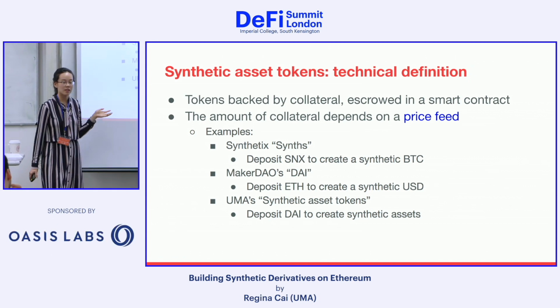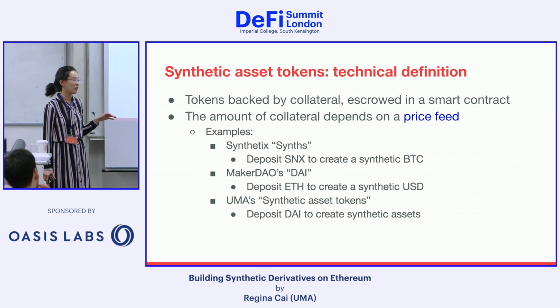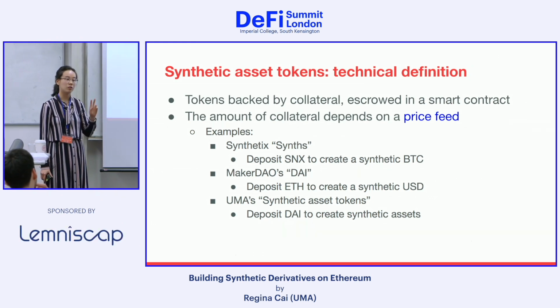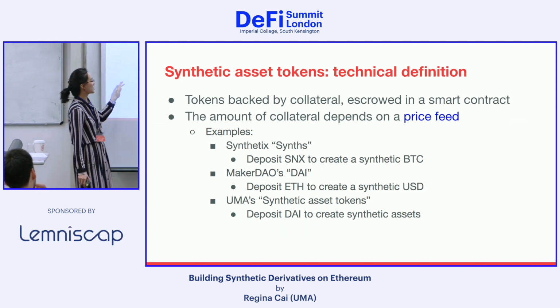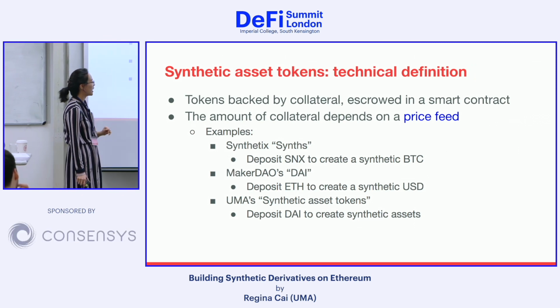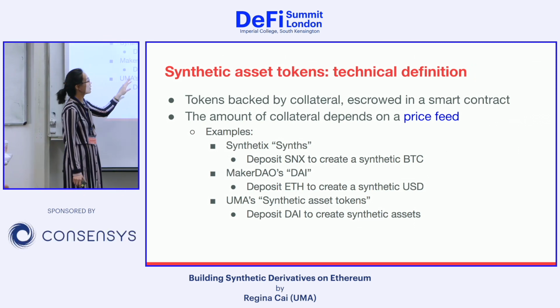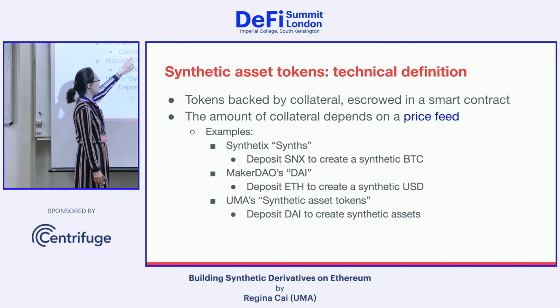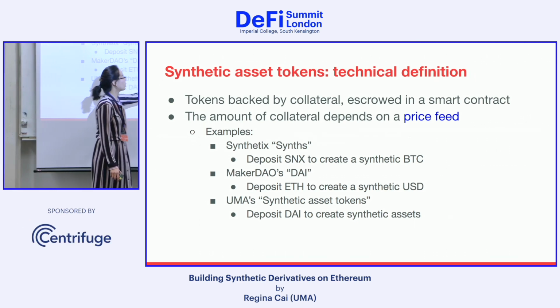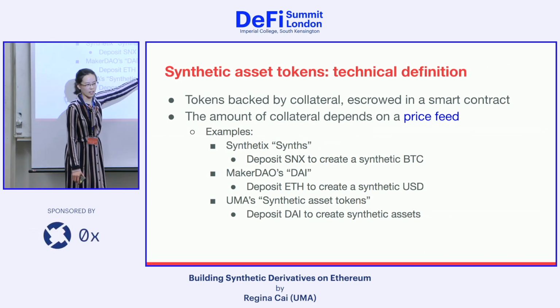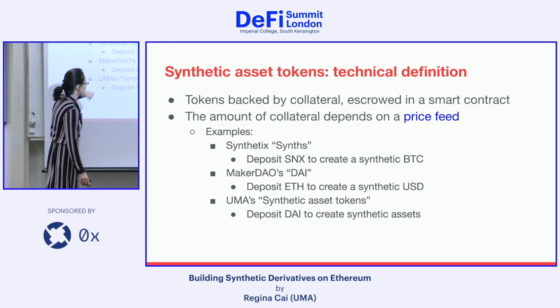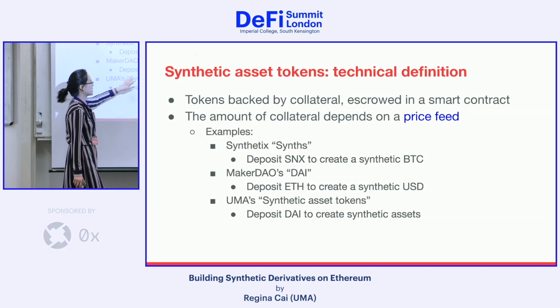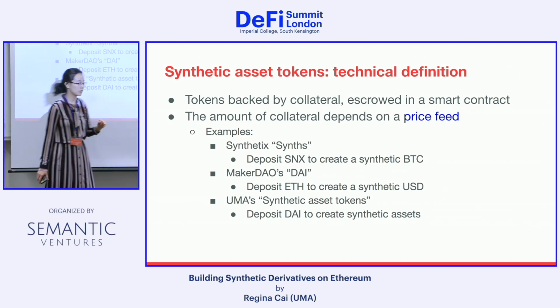In some sense, the synthetic asset tokens that UMA is allowing you to create are not new. Right? You've seen things like Synthetix or MakerDAO's DAI, and in each of these, you're depositing collateral to borrow a token. So with Synthetix, you're depositing SNX to create a synthetic Bitcoin, or a synthetic other. They have many different markets, I think, but you can do that. With MakerDAO, you're depositing ETH to create a synthetic USD, right?